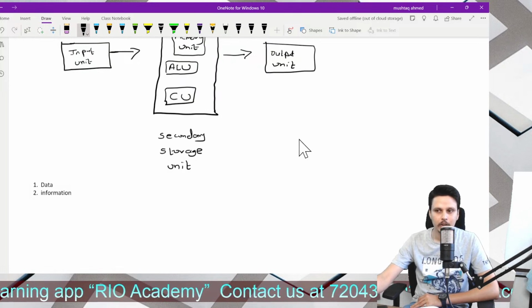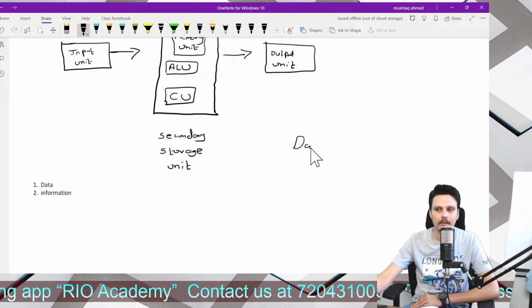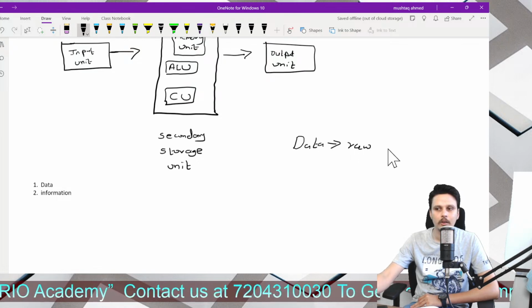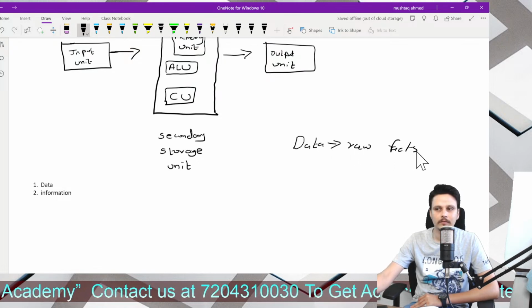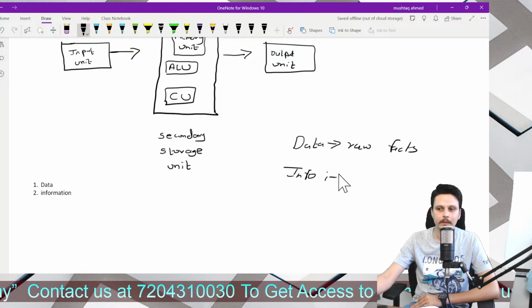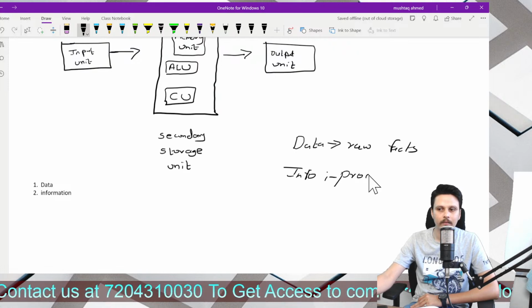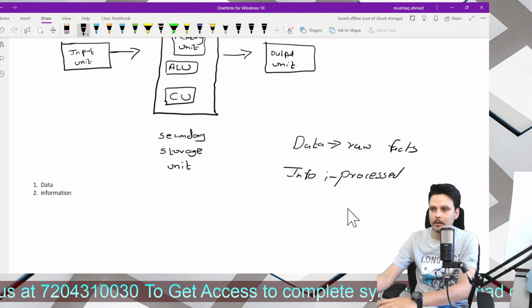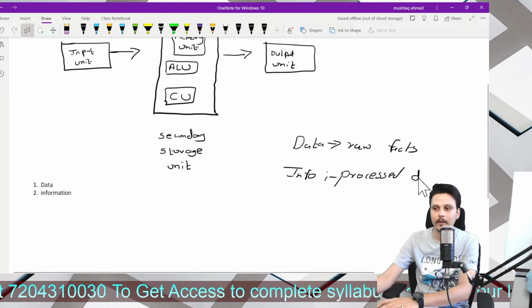Data means raw facts, whereas information is processed data.